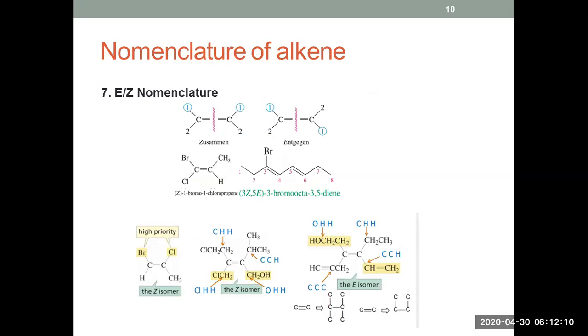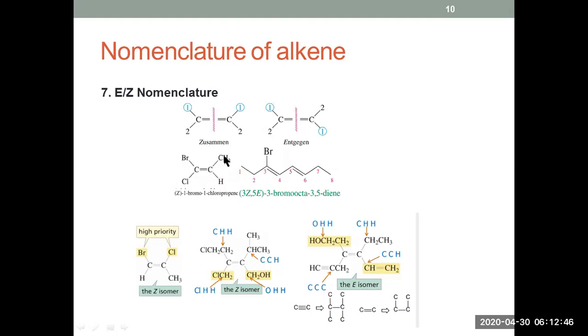Besides cis and trans form, you can also assign configuration to the double bond. This is EZ nomenclature, where E is for entgegen, for trans, for opposite. If the two bulky groups are opposite to each other, the trans isomer, then it is assigned as E. The configuration of the double bond is E. And here, the double bond has this type of arrangement, so this is assigned Z configuration. This is one example of Z configuration.